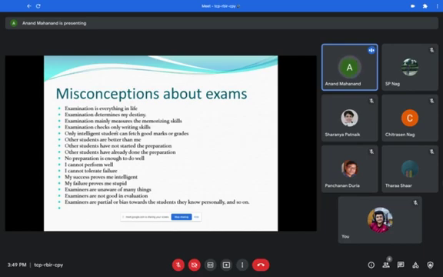Other students have not started preparation, so I will also not start. I will start when they start their preparation. That is a misconception and the wrong belief. You should not go back there. Other students have already done preparation, so I should also do preparation. Not like that. Don't compare.